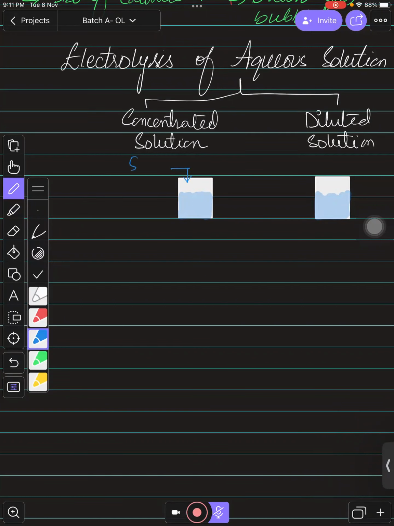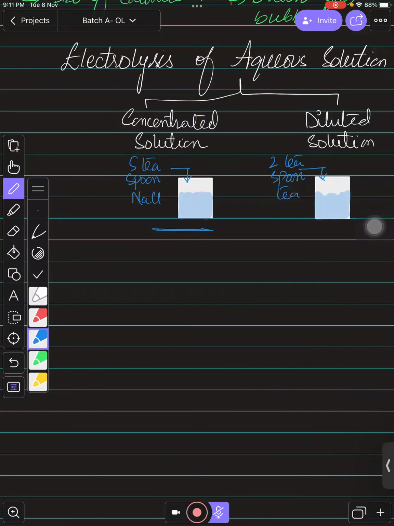And what I'm doing over here, for example, I'm adding 5 teaspoons of NaCl salt over here, and over here I am adding only 2 teaspoons of NaCl. So this tells you that this solution has a high concentration or a high amount of NaCl. So this is concentrated, and the one which has greater amount of water is known as diluted.